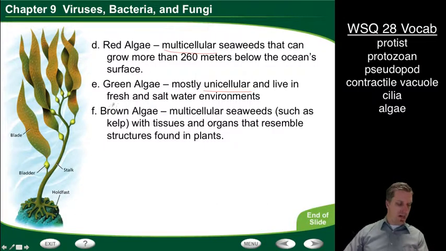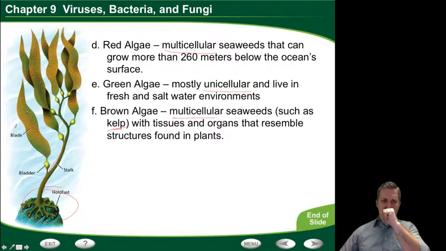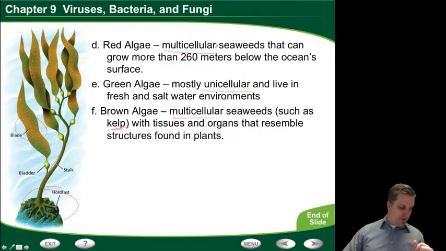There's debate about that. And the last group are brown algae. These are multicellular seaweeds like kelp. They have tissues and organs that resemble the structures we see in plants. Here's an example of a kelp right here. You'll notice they have a holdfast, which kind of looks like roots. They have a stalk, which is similar to the vine or the branches, and they also have blades, which look like leaves. But brown algae have these little bladders as well.